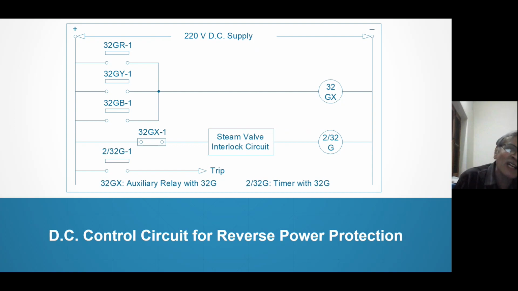Therefore, while you are stopping, at that time also, zero power means 32GR, GY, GB will open and the trip command will be issued. Instantaneous trip will occur. That is wrong, because you want to intentionally open the generator. You want to do the maintenance. So while starting and stopping, the reverse power protection should not operate. Steam valve interlock circuitry takes care of this. It allows the operation only when a genuine turbine failure is there. So that is very important to note.